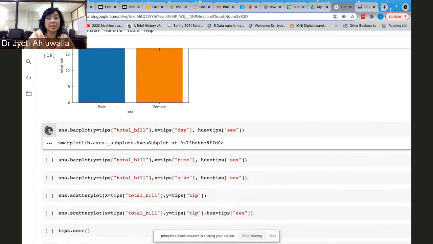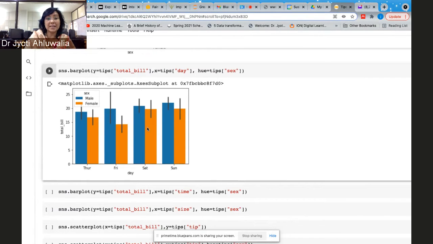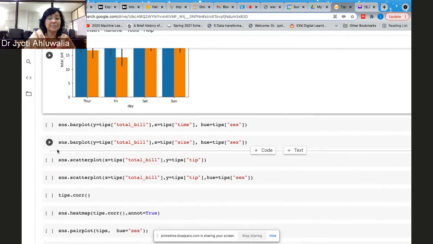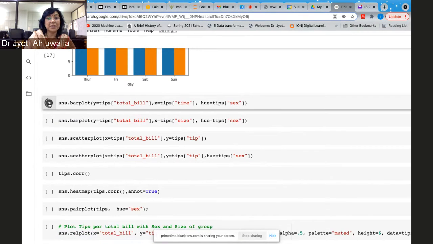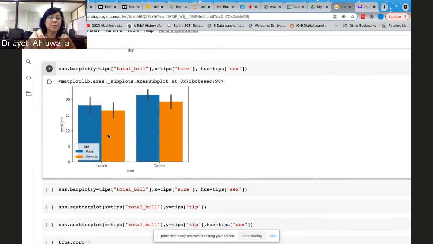Let's look at the total bill amount by day, by sex. Here we see that on Saturday, Sunday, or on all 4 days, it's the males who are having a higher bill amount each day. Again, a bar plot for total bill, time and sex. Here we see that there are more males coming for lunch and dinner, and the size of the bill is more for male members, both at dinner and at lunch.